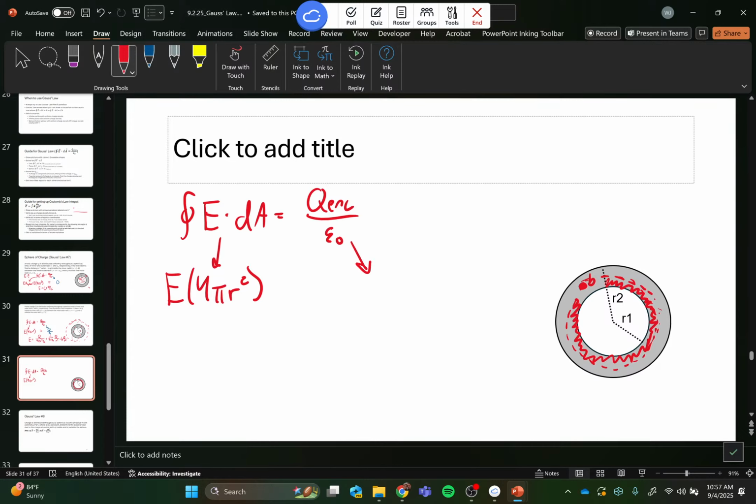This is the tricky side. Q enclosed is not a trivial thing. I can't say it's Q. I can't say it's 0. I can't just say it's half of Q. It is a function of where I'm located. It's a function of R, among other things. So follow the process I just told you all. We're going to use the process I just mentioned.